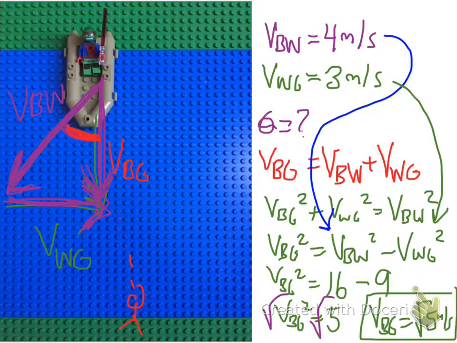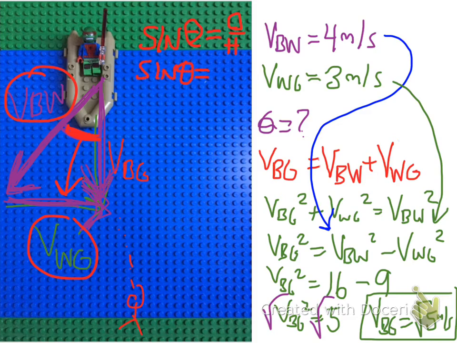Now we need to find out what this angle is. To do that, we've got all our sides, but I'm going to use the sides that I was given. So we had boat water, which is hypotenuse, and we have water ground, which is opposite. And I know that sine of theta equals opposite over hypotenuse. So sine theta equals, water ground was 3 over boat water, hypotenuse is 4. So I have sine theta equals 0.75.